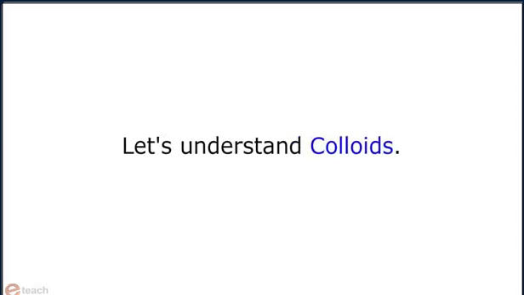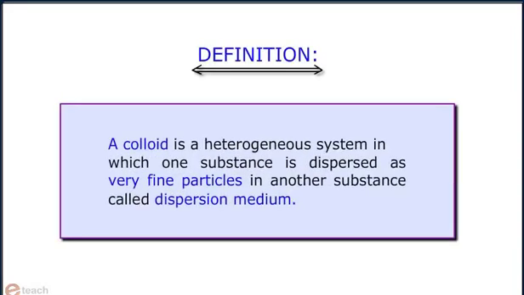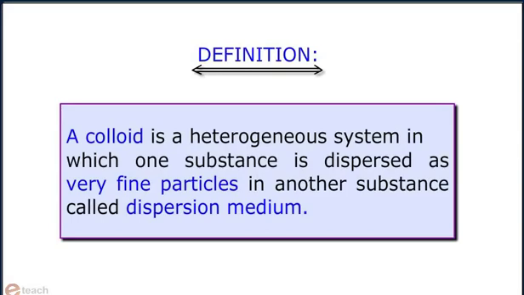Colloids. Let us now understand colloids. Definition. A colloid is a heterogeneous system in which one substance is dispersed as very fine particles in another substance called dispersion medium.